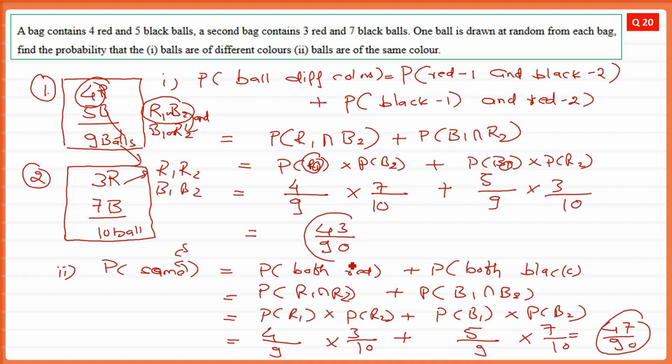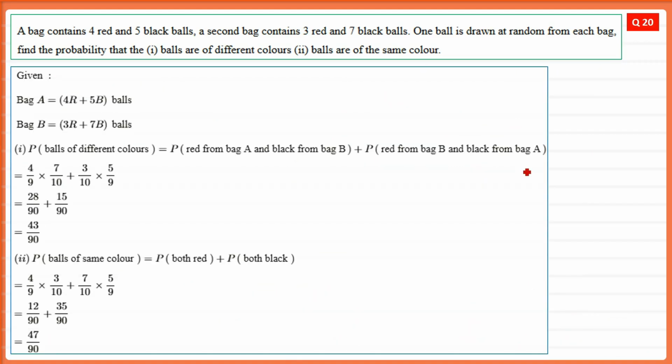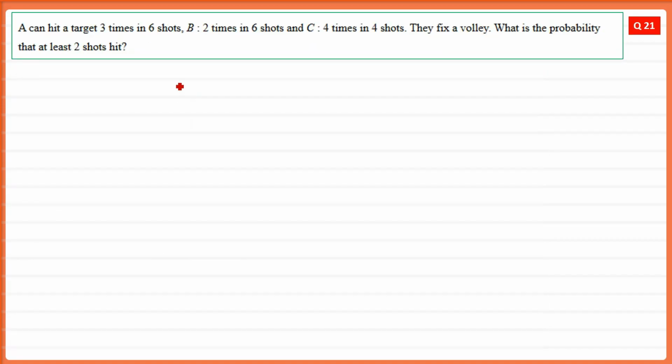These are the 2 probabilities of this question. And this is how it will be done. This is the formal way of writing, if you ever have to write it like this. Next question: A can hit a target 3 times in 6 shots. So let's write the probability now here. We'll read the question: A can hit a target 3 times in 6 shots.